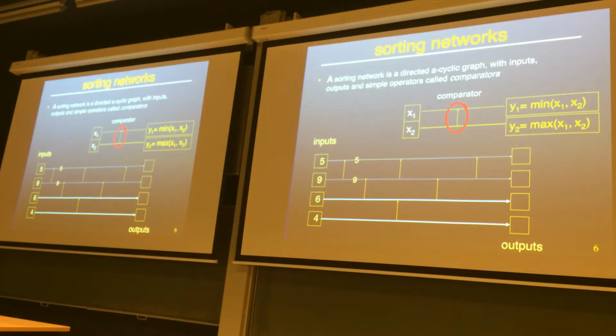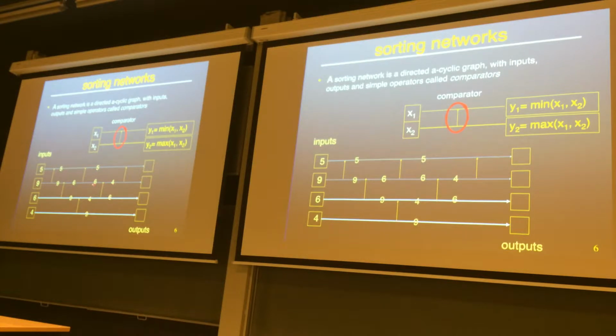So what happens? If you compare 5 and 9 here, then of course the minimum will appear at the upper and the maximum at the lower output line. Now comparing 9 and 6 with the second comparator, then 6 will appear at this output line and 9 at that output line. Then again 4 and 9: 4 will appear here, 9 will appear there. Then going onwards, with respect to this comparator, no change can be observed.